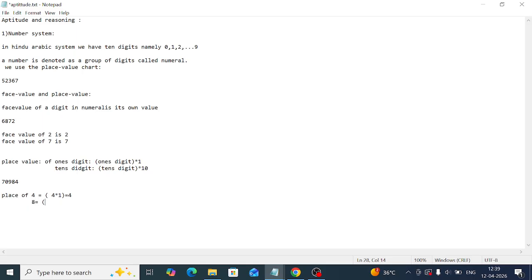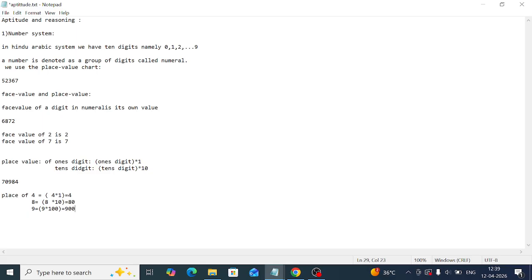Tell me, 8 into 1. See, 8 is in tens place. So 8 into 10 is equal to 80. Next, place value of 9. What is the answer? 9 is in hundreds place. So 9 into 100 is equal to 900.